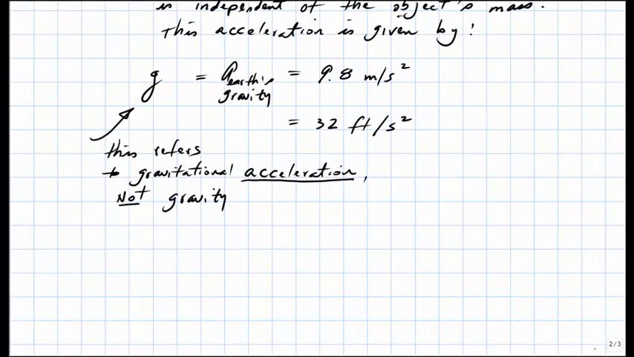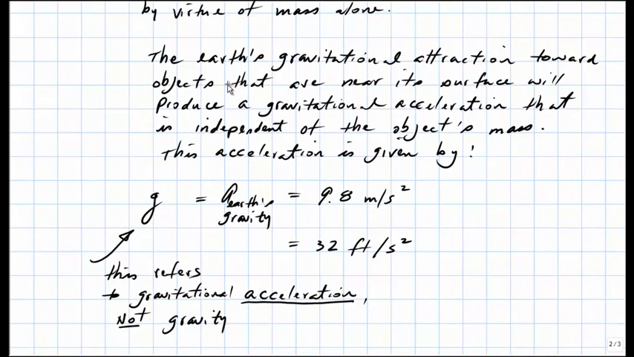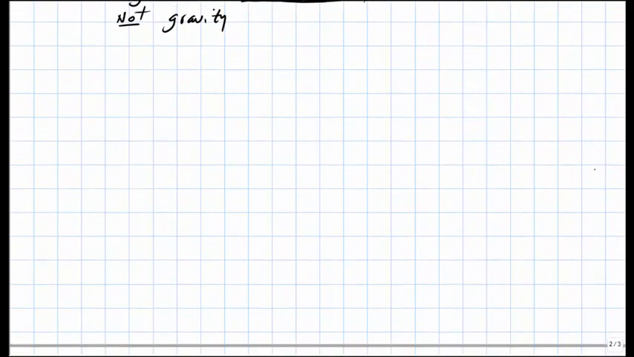Now I'd like to call attention to a very interesting statement within our notes. It reads that the Earth's gravitational attraction toward objects that are near its surface will produce a gravitational acceleration that is independent of the object's mass. In other words, the Earth does not discriminate on the basis of mass. So what does that imply?